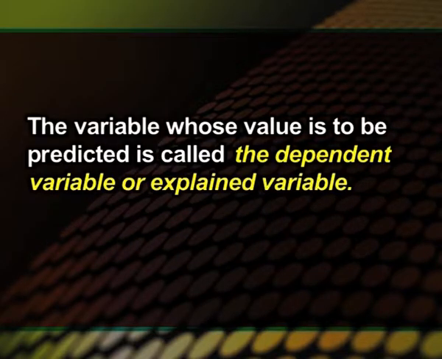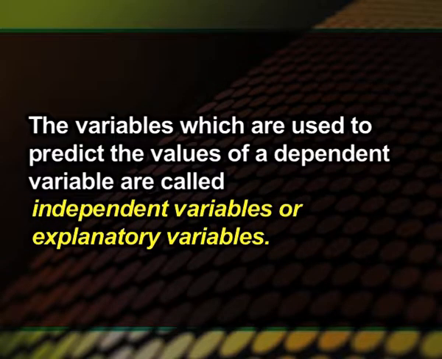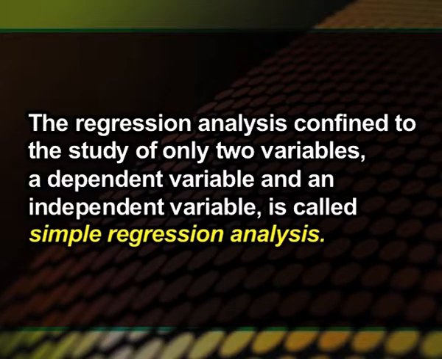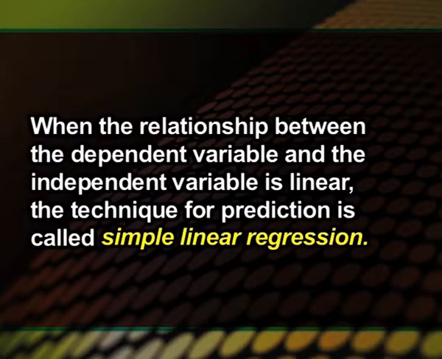The variable whose value is to be predicted is called the dependent variable or explained variable. The variables which are used to predict the values of the dependent variable are called independent variables or explanatory variables. The regression analysis confined to the study of only two variables, a dependent variable and an independent variable, is called a simple regression analysis. When the relationship between the dependent variable and the independent variable is linear, the technique for prediction is called simple linear regression.